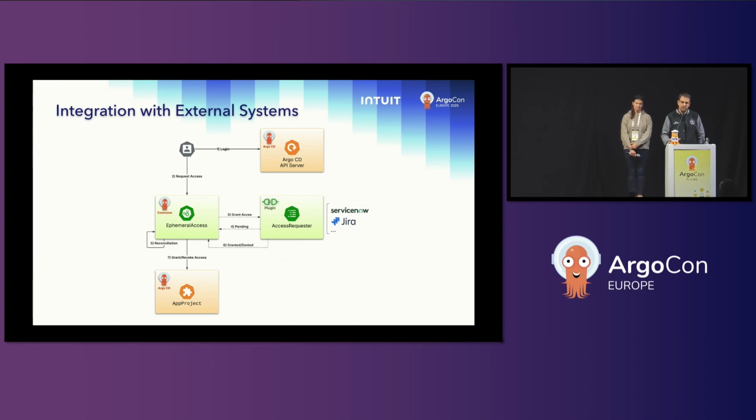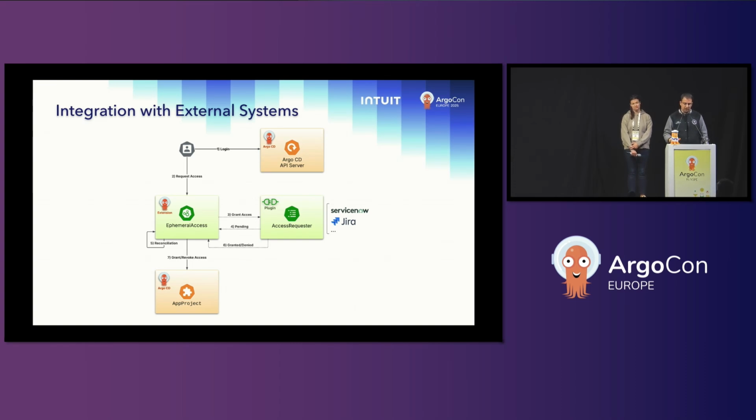Intuit demands that changes in production will require a change request to be approved in order to allow that user to get their access elevated, right? But the problem is that API is a proprietary API, and we wanted to make this open source friendly since day one. And that's the main reason, the main driver, why we implemented this plugin mechanism, okay?